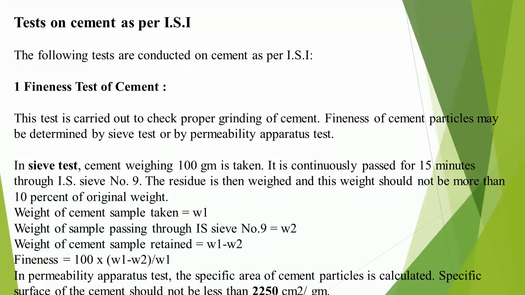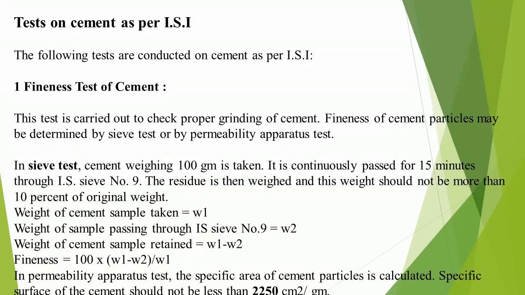1. Fineness test of cement. This test is carried out to check proper grinding of cement. Fineness of cement particles may be determined by sieve test or by permeability apparatus test. In the sieve test, cement weighing 100 gm is taken. It is continuously passed for 15 minutes through IS sieve number 9. The residue is then weighed, and this weight should not be more than 10% of the original weight.